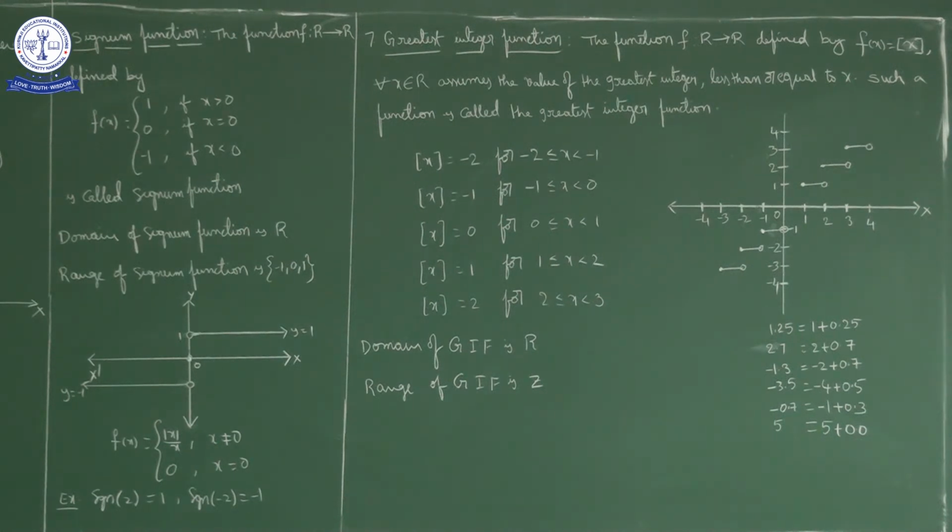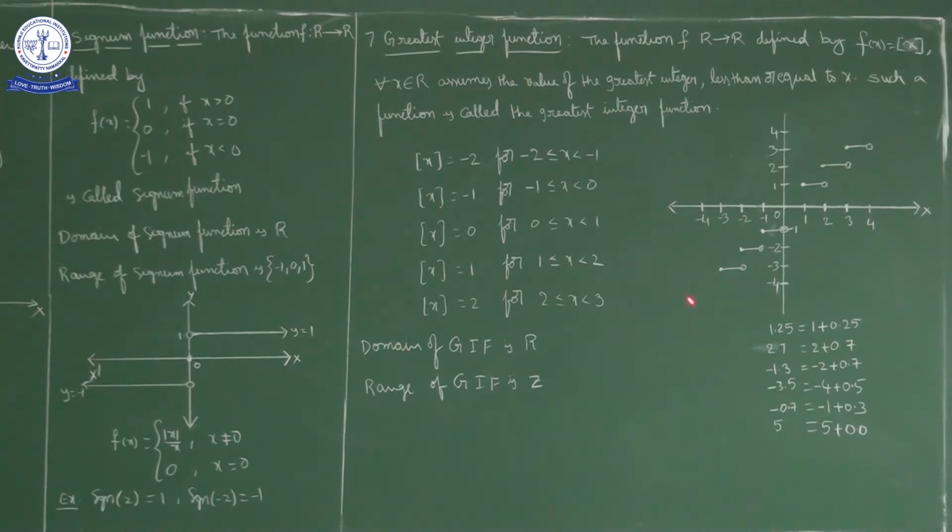Now for example, 1.25 we can write as 1 plus 0.25. Here the integer part is 1 and the fractional part is 0.25. Now 2.7 is 2 plus 0.7. So 2 is the integral part, 0.7 is the fractional part. The fractional part is always greater than or equal to 0 and less than 1.